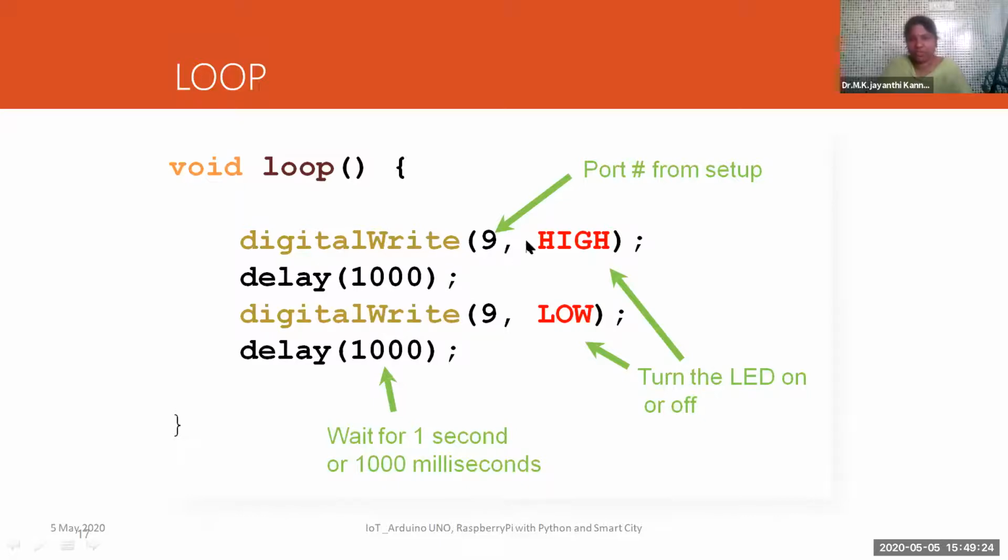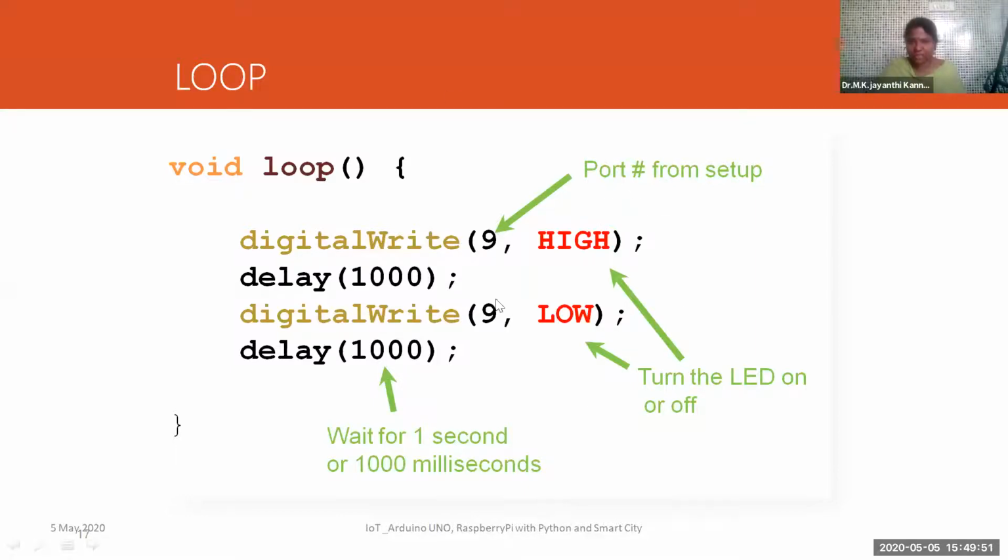Initially, we are setting the digitalWrite port number 9 as high. Then the delay will be introduced. Then we are assigning the digitalWrite port number 9, or the pin number 9, as low. So it will stay in the high state for a while, then it will come to the low state, and again it will stay in the low state for some time. So this loop will be repeated.